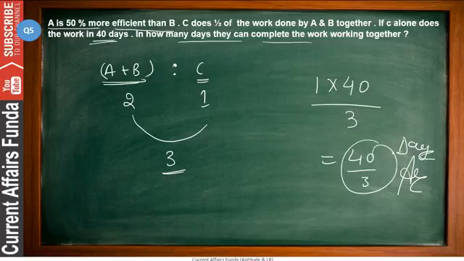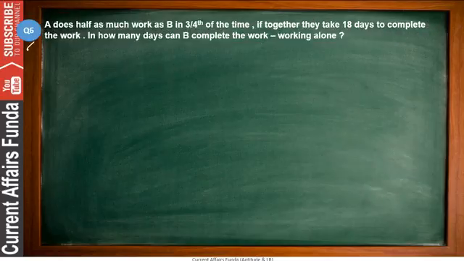Okay, now let's go for problem number 6. Problem number 6 is: friends, A does half as much work as B in 3/4 of the time. Okay, this is a very important question, and this question is from SSC CGL previous years. Okay, and this is really important as per the railway exams also.